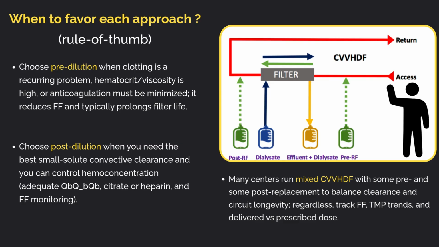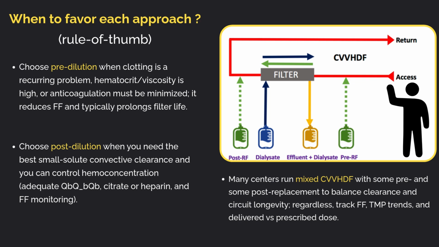Let's talk about when to favor each approach in CRRT. This is the practical rule of thumb we use at the bedside. Choose pre-dilution when clotting is a recurring problem, when hematocrit or blood viscosity is high, or when anticoagulation needs to be minimized. Pre-dilution lowers filtration fraction and usually prolongs filter life. That's why it's favored in circuits with frequent clotting or limited anticoagulation options.